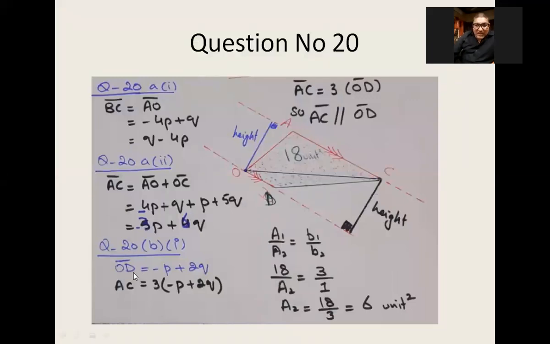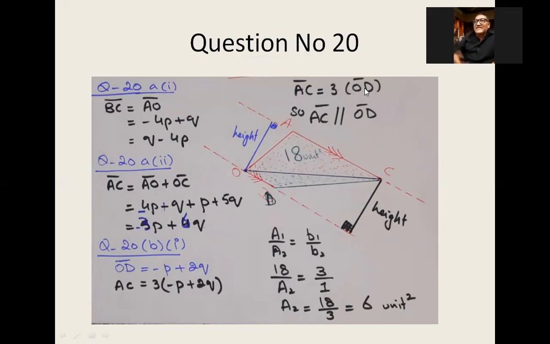So the OD value which is given to us is minus P plus 2Q, and the AC value is also known to us. That is, I have taken 3 common, so it is minus P plus 2Q. If you look at them carefully, this minus P plus 2Q is the same as this one, so here I can write OD. So it means that AC is equal to 3 times OD.